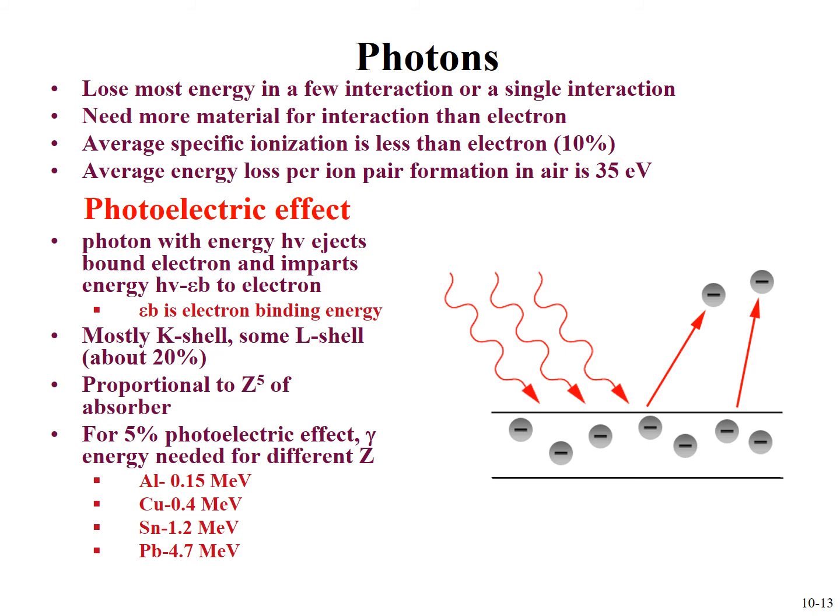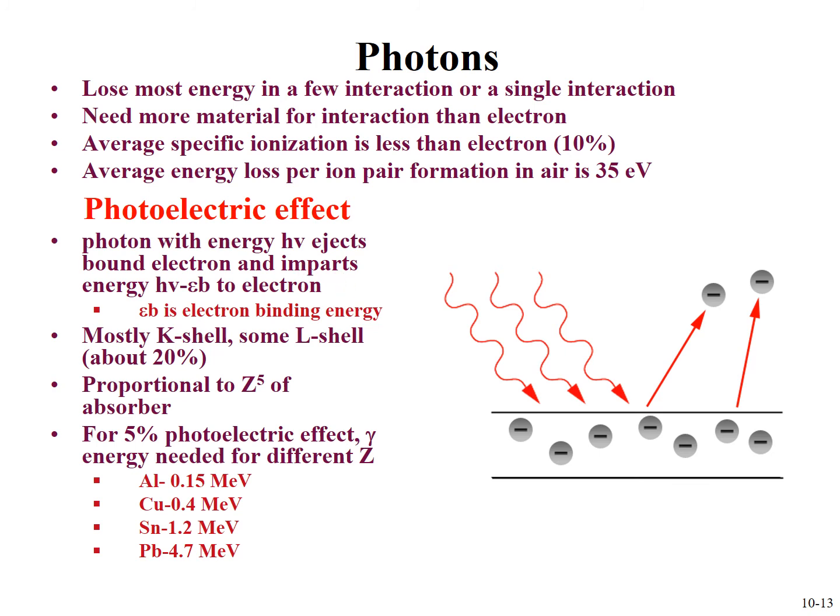One is the photoelectric effect. We have a pictorial examination of the photoelectric effect here, where a photon ejects electrons that are bound. The photon has a given energy, and this ejected electron has an energy equal to the photon energy minus its binding energy. So we utilize this equation right here, where this is the photon energy, the binding energy, and the rest of the energy is imparted to the electron.